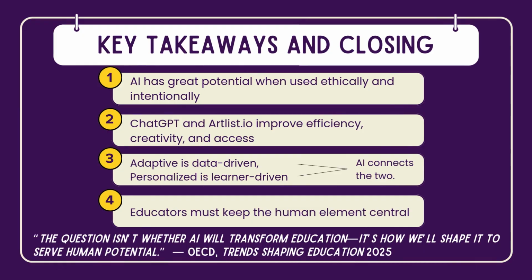Key takeaways and closing. To summarize, AI in education has tremendous potential, but only when used ethically and intentionally. ChatGPT and Artlist.io demonstrate how AI can enhance efficiency and creativity in professional learning. Adaptive learning is data-driven, personalized learning is learner-driven, and AI can help blend the two. As educators, our role is to maintain the human element: creativity, empathy, and critical thinking.